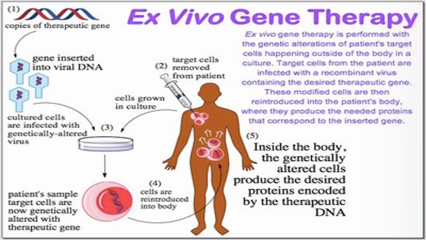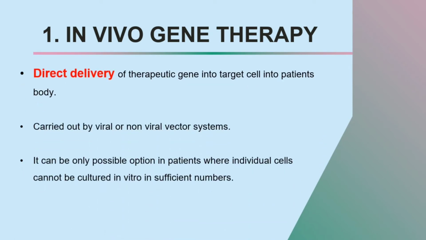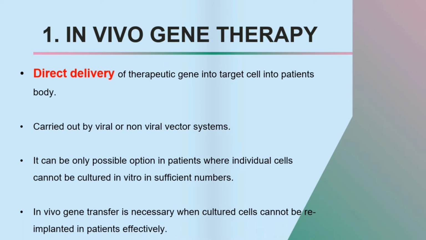Number 2, target cells are removed from the patient, then the cells are grown in culture. Number 3, cultured cells are infected with the genetically altered virus. Then number 4, cells are reintroduced into the body. Then number 5, inside the body, the genetically altered cells produce the desired proteins encoded by the therapeutic DNA. The patient's sample target cells are now genetically altered with the therapeutic gene. So in vivo gene therapy refers to direct delivery of the therapeutic gene into the target cells in the patient's body.